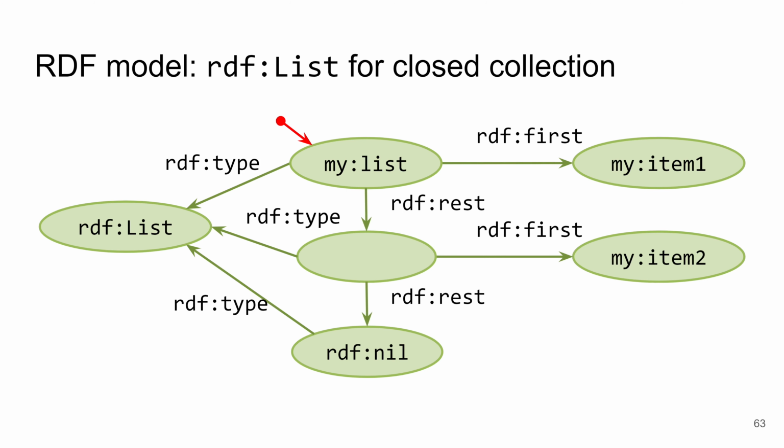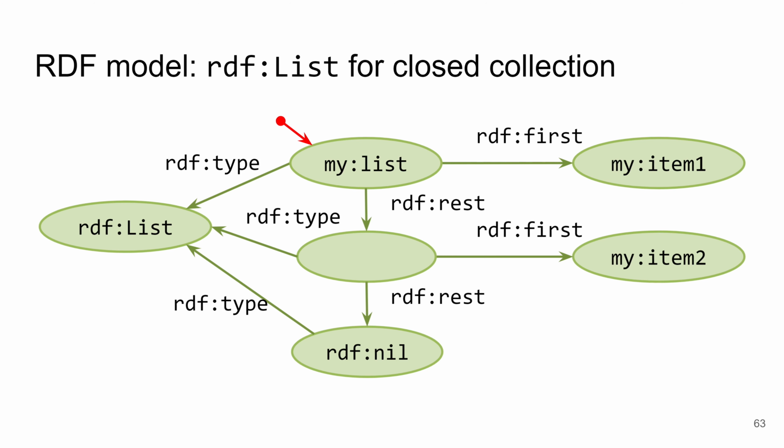It is a closed collection, and if you take a closer look, it is a linked list, which you might know from some basic programming courses. So we have a triple which says, for instance, that a book has authors, and the object of this triple is the node with the red arrow here and with the IRI my list. That's the object of that triple.